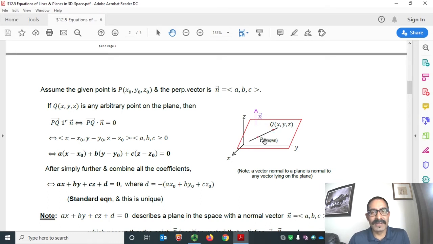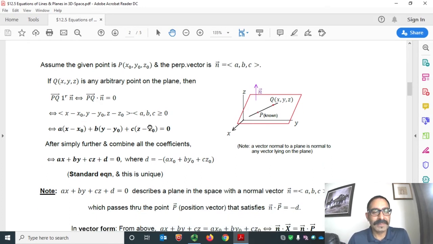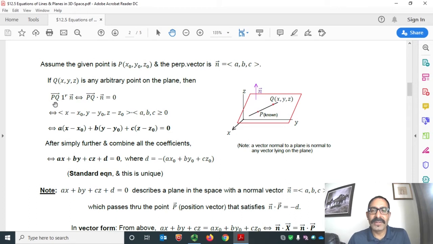Since this PQ vector lies in the plane, it is orthogonal to the normal vector. Then we can use the orthogonality property between these two vectors. Two vectors are orthogonal if and only if their dot product is 0. The PQ vector has components x minus x0, y minus y0, z minus z0, and we dot it with the n vector's components a, b, c.